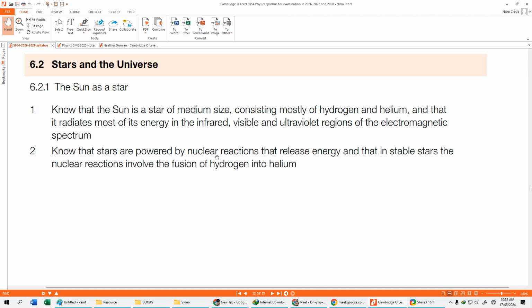What kind of nuclear reaction? Fission or fusion? Fusion reaction. What fuses into what? Hydrogen atoms fusing into helium. 4 hydrogen atoms fuse into 1 helium atom. 4, not 2. Know that stars are powered by nuclear reactions that release energy, and that in stable stars the nuclear reactions involve fusion of hydrogen into helium.